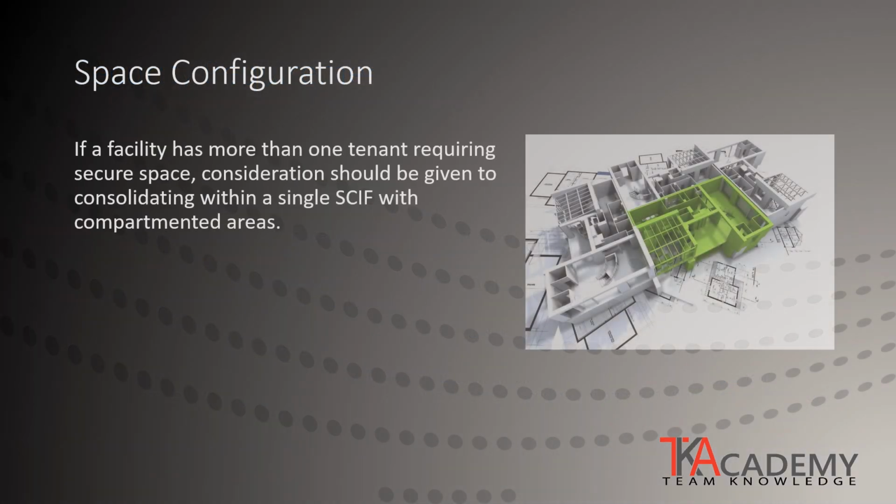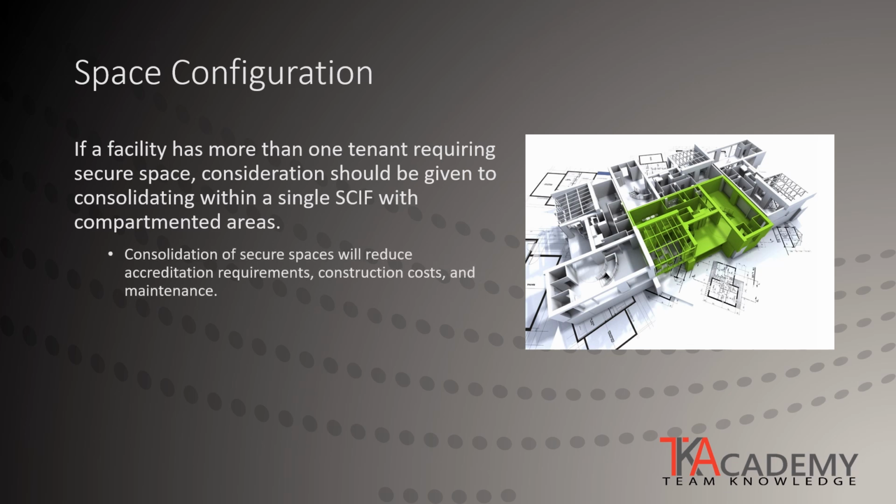If a facility has multiple users or tenants that each require secure space, it is best to plan for consolidation of these groups together within a single SCIF area or boundary. Individual areas can be compartmentalized within a SCIF boundary, and consolidation of spaces will reduce the accreditation requirements, construction cost, and maintenance. SCIFs typically require annual inspections to retain accreditation, and the process is simplified when critical secure components are co-located within a consolidated area.